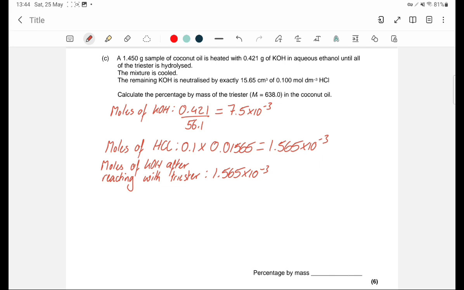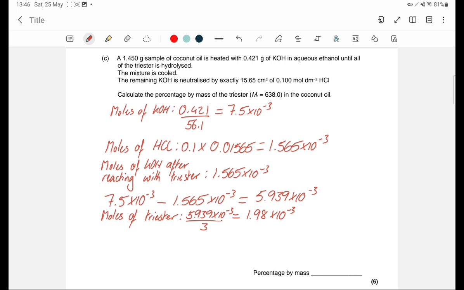Now that we know the number of starting moles and the number of moles after reacting with the triester, the difference can tell us the number of moles of KOH that we used up in the reaction with the triester. The next step is to use the ratio between the KOH and the triester to work out the moles of triester. In the reaction, we know it's a 3:1 ratio, therefore divide the number of moles of KOH by 3, which gives us 1.980 times 10 to the minus 3 moles of triester.